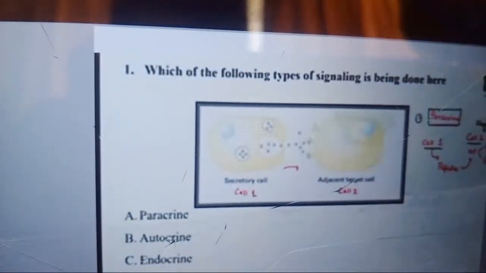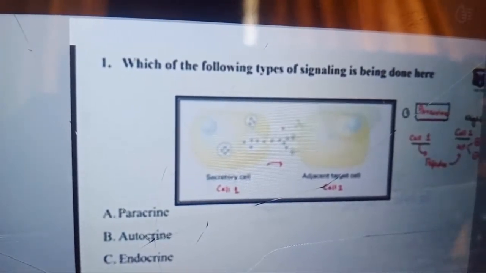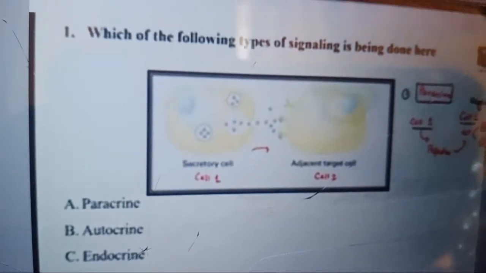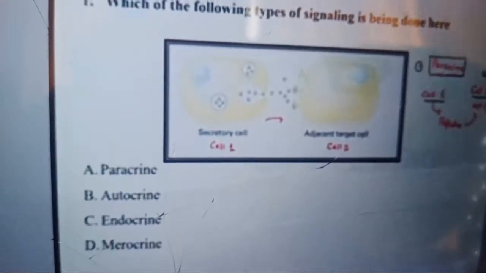Session for physiology recalls. Okay, so let's start with the first question. Which of the following types of signaling is being done here? The options are paracrine, autocrine, endocrine, and merocrine.